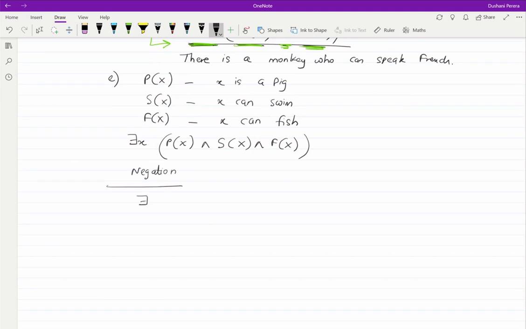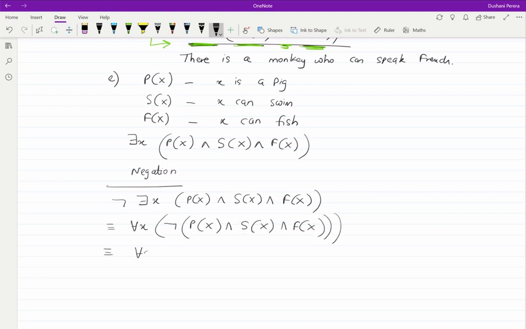So to get the opposite of this statement, what we have to do is put a not in front. Now let's take this not into the bracket. So not some becomes for all, and then we have our statement as it is. Now let's simplify. This is De Morgan's.